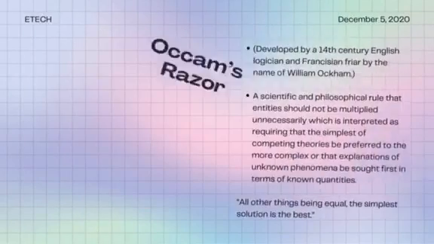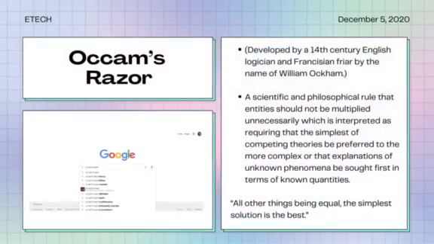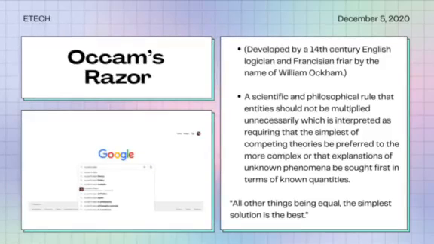Occam's razor, developed by a 14th century English logician and physician friar by the name of William Occam. In doing Occam's razor, first is be open-minded to being challenged, be prepared to be wrong. Running a startup is like being punched in the face repeatedly. Second is location matters a lot. The first location of Google is in Menlo Park, California, wherein they use the garage.